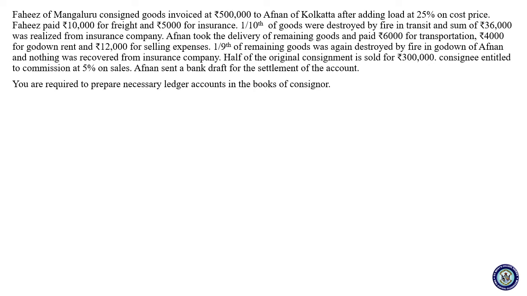Okay, so you have to prepare ledger accounts in the books of consignor. So only consignor. Now we'll see who is the consignor and consignee. Faiz of Mangalore consigned goods invoiced at rupees 5 lakh to Afnan of Kolkata. Now the goods have been consigned by Faiz to Afnan. So here Faiz is the consignor and Afnan is the consignee. So you have to prepare the ledger accounts in the books of Faiz.